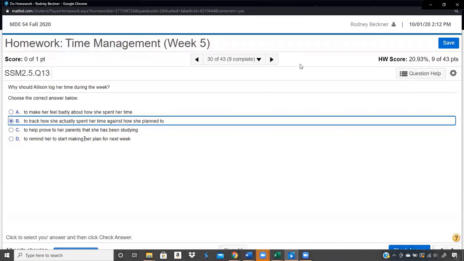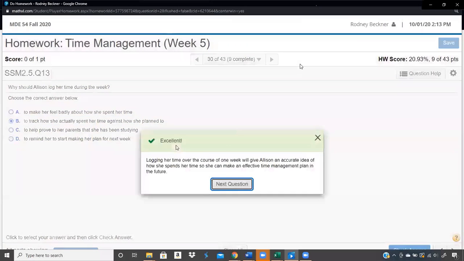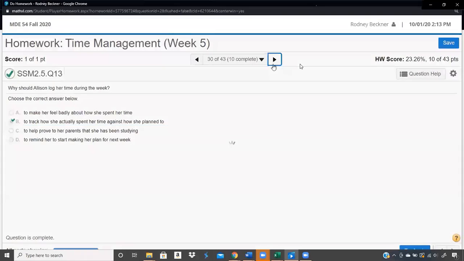To remind her to start making her plan for the next week. I think that's also a good idea, that while you're continuing to maintain your plan, it's reminding you that you need to keep up with this next week. And maybe you'll get a little better at guessing where things are missing. But yeah, it's definitely B. All right, that's not the one I wanted though.